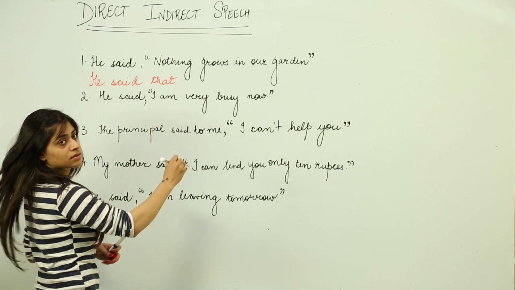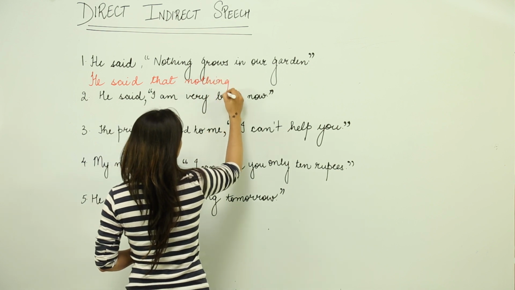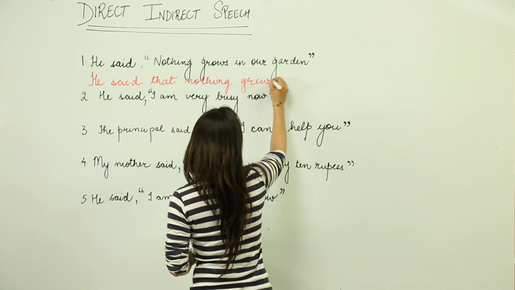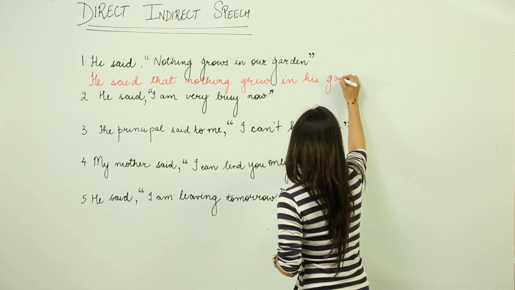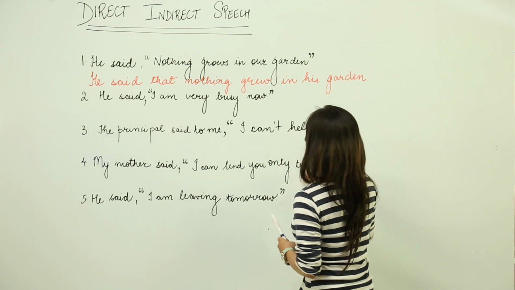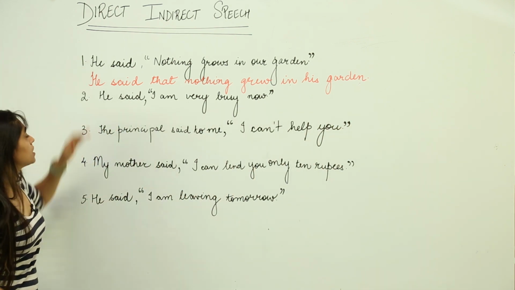that nothing grew in his garden. Now let's understand why it gets converted from this to this.